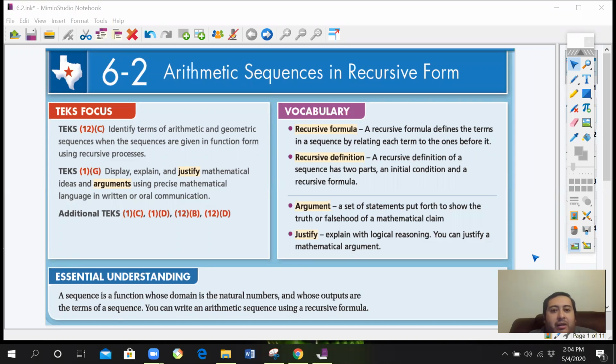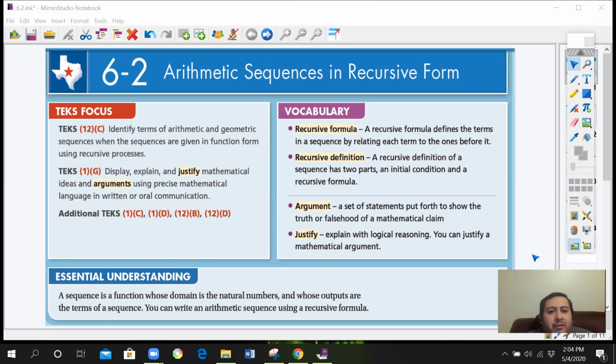Hey you guys, welcome to another day of a lesson of algebra. Today we're going to be focusing on 6.2, arithmetic sequence in recursive form. Our vocabulary words for today are recursive formula, recursive definition, argument, and justify.